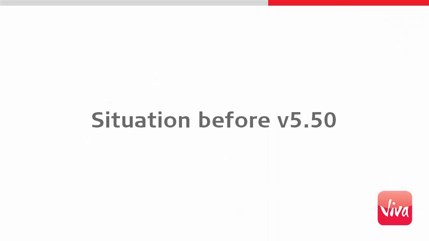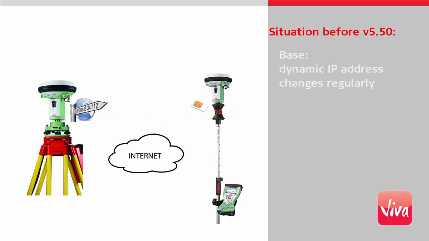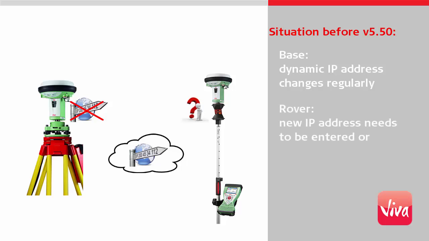Up to version 550, there have been two possible setups. Using a SIM card with a dynamic IP address on the base which changes regularly. This would mean that the user would constantly have to change the IP address on the Rover. Or use a SIM card with a static IP address on the base, which can be quite expensive.